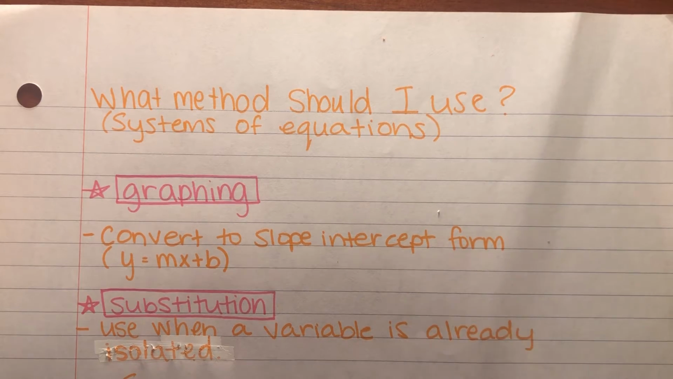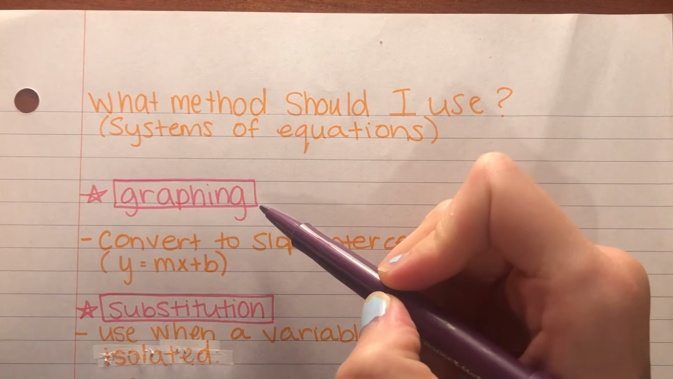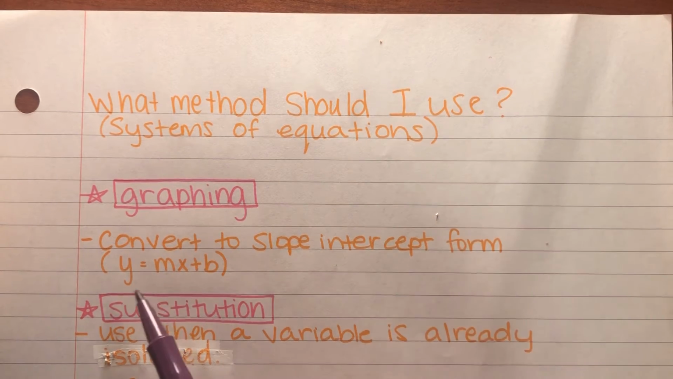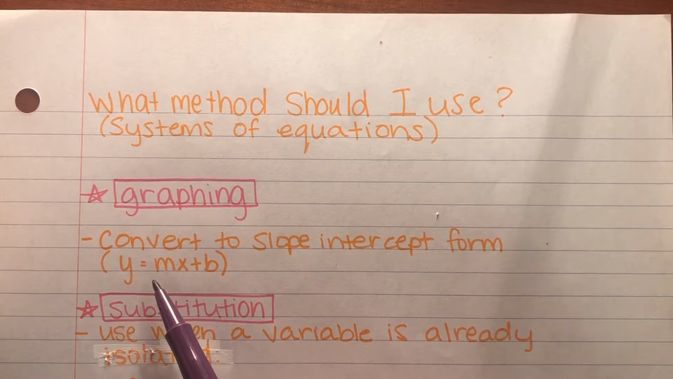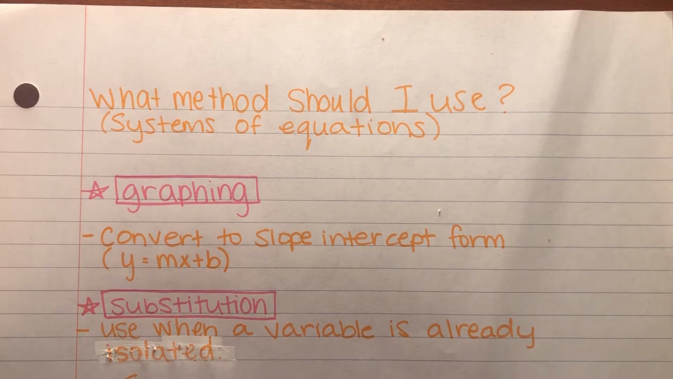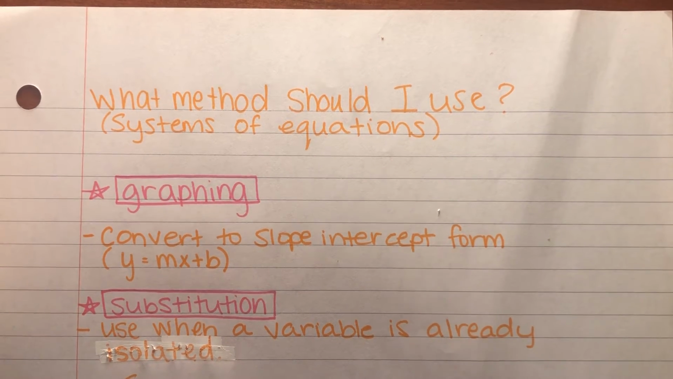So with graphing, we can really use graphing with any type of equation. If both of the equations are already in y equals mx plus b form, it's really easy for us to put it on a graph and solve from there. But you can really use graphing with any type of equation.